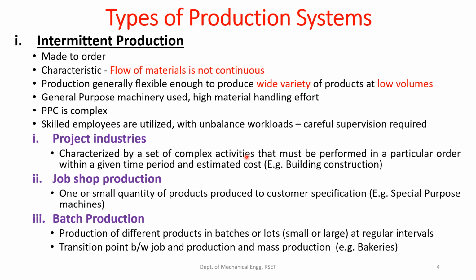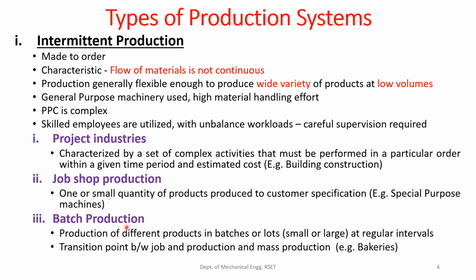Now, these intermittent production systems are again divided into three subtypes: project industries, job shop production industries, and batch production industries, each of them differing in the variety of products that are produced and the volume of production. Now, project industries are characterized by a set of complex activities that must be performed in a particular order within a given cost and time frame.